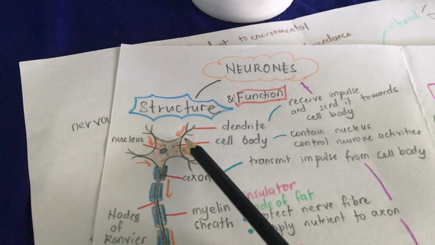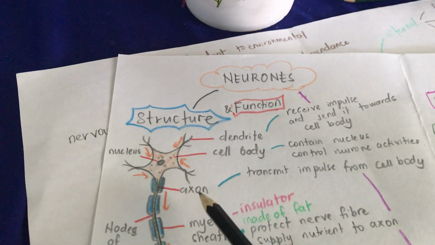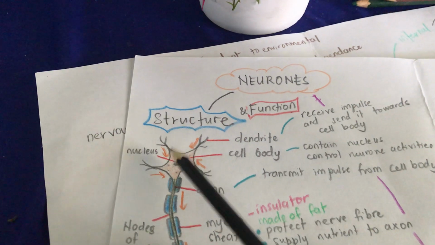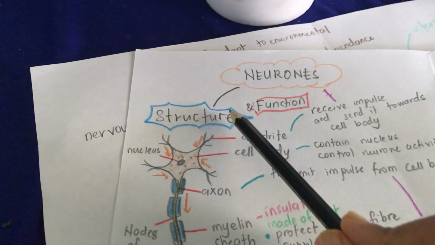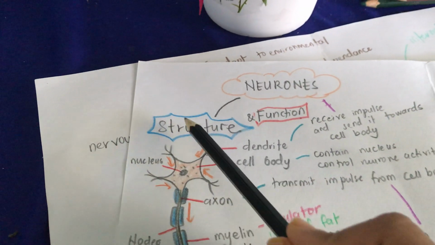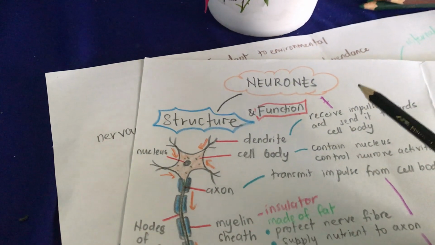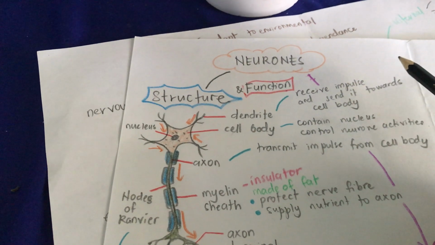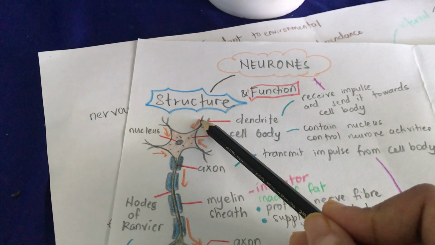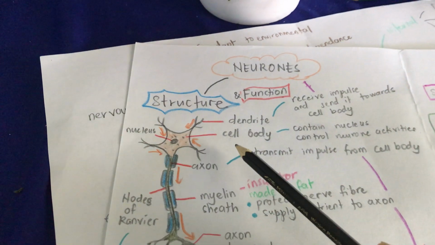This one is the dendrite. It receives impulses and sends them towards the cell body. That means the flow of the impulse is like this. At the end of the dendrite is the other neuron or sensory organ that produces the impulse. So the impulse is then transmitted through the dendrite and also the dendron.